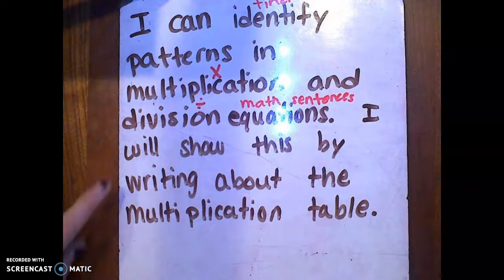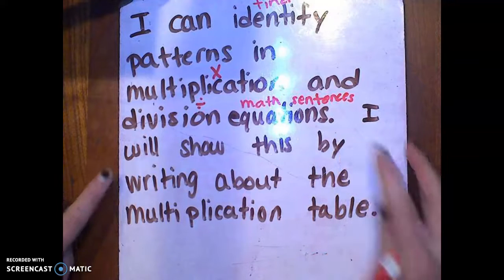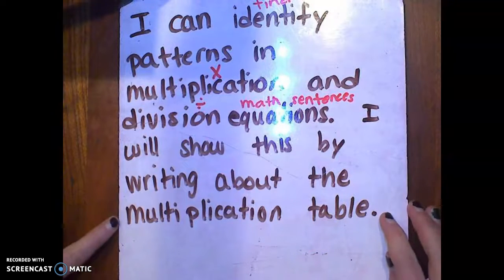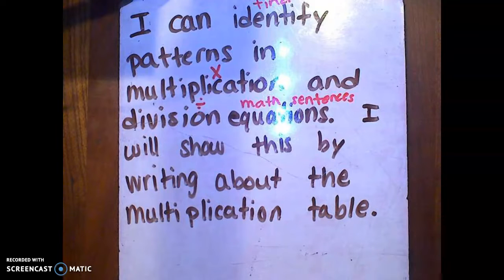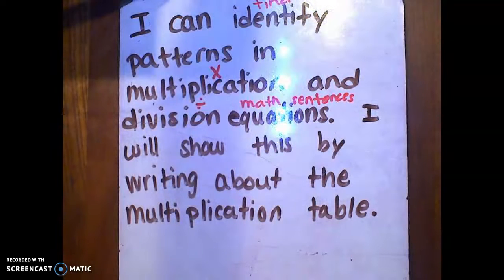I will show this by, so this is exactly what you're going to do today to show me you're successful. Writing about the multiplication table. The multiplication table is this fun little page right here. Oh, that was just a little sneak peek into what you're going to see a little bit later. All right, so this is what you're going to work on today. Watch the next video to get a little rundown on exactly what you need to have done and turned in to be successful and to get all of your points today.